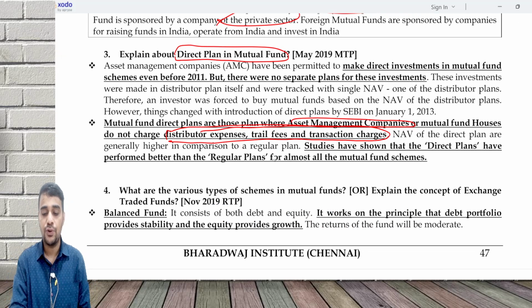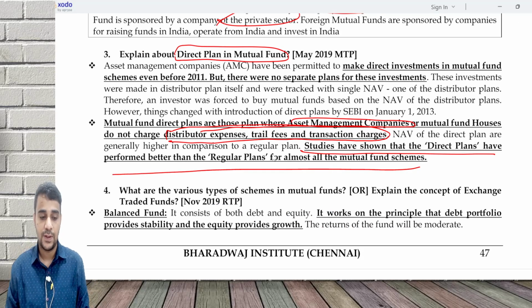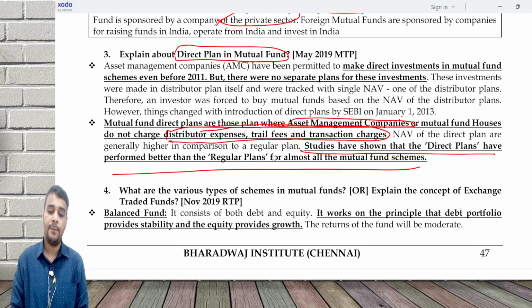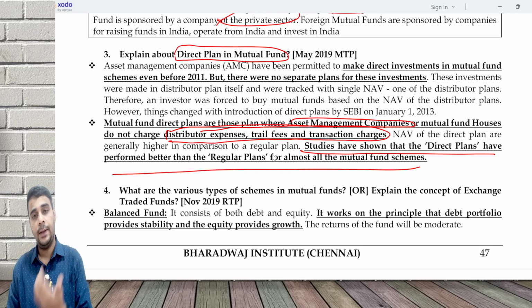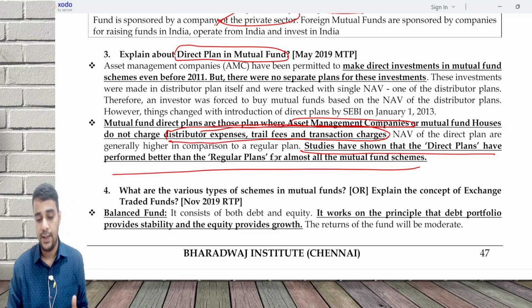So studies have shown that direct plans have performed better than regular plans for almost all the mutual fund schemes. The only challenge is, you can do a direct plan only if you are aware of what funds to invest in. Else you take the help of a mutual fund distributor and they will help you in doing the investment. They will not be charging you anything, but they will be getting some commission from the asset management company.